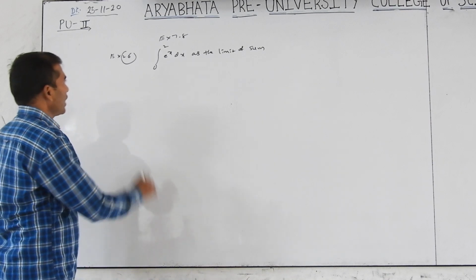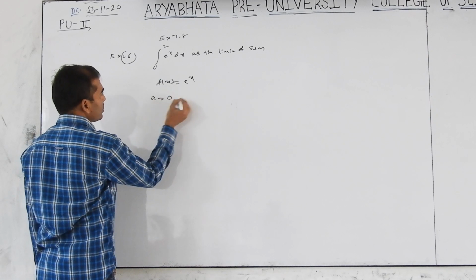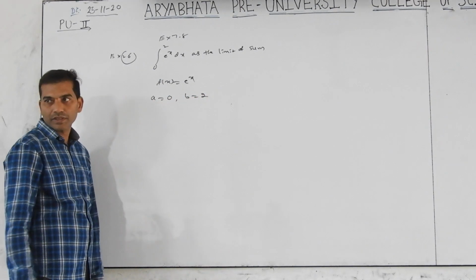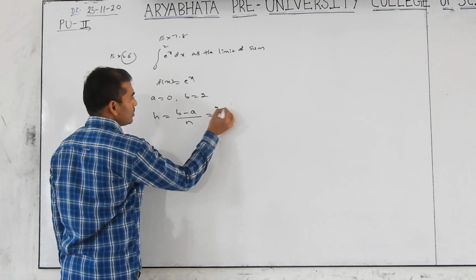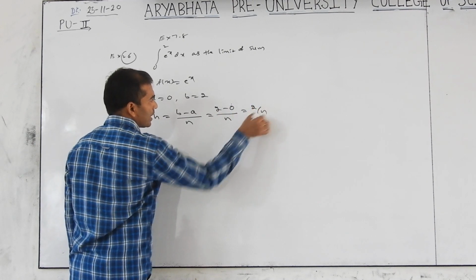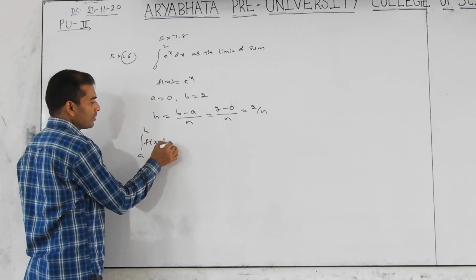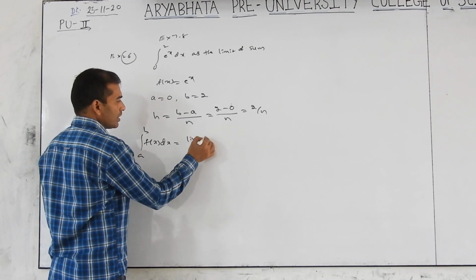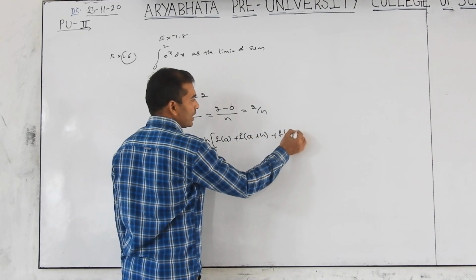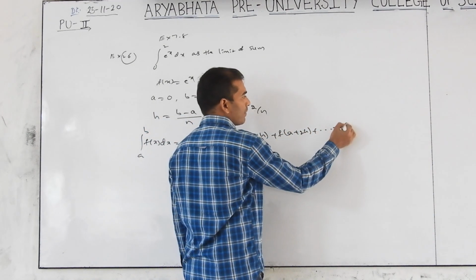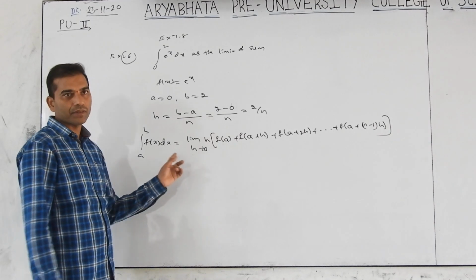Right. F of x is equal to e power x. Lower limit a is 0. Upper limit b is 2. h is equal to the formula b minus a by n, 2 minus 0 by n, 2 by n. Integration of a to b f of x dx equals limit of h tends to 0 of h into f of a plus f of a plus h, f of a plus 2h, and so on, f of a plus n minus 1 h. This is the limit of a sum form.